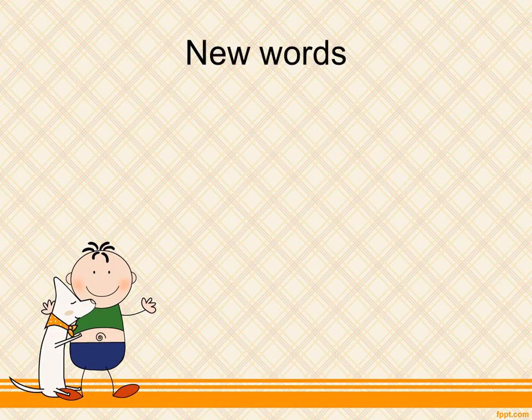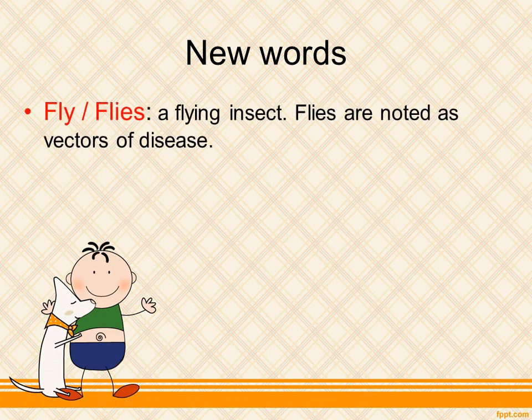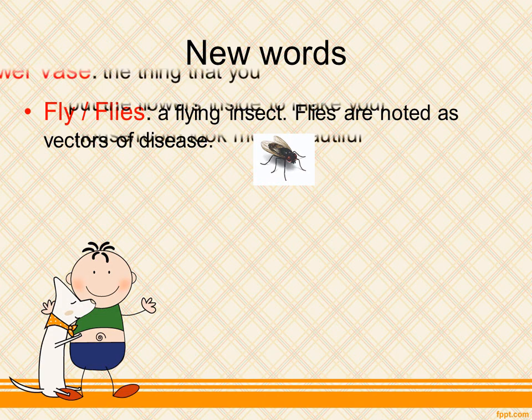About 2 crocodiles picture, I have some new words for you. Firstly is a fly or flies. Fly or flies are kinds of flying insect. Flies are known as the vectors of disease.